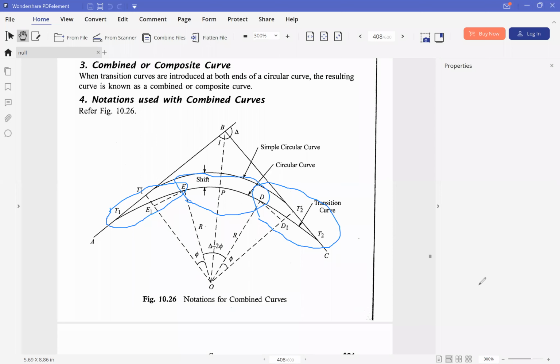Then the D point, that is the point where the circular curve ends. This is the second junction point. This is the point where the circular curve ends and the second transition curve begins, right?